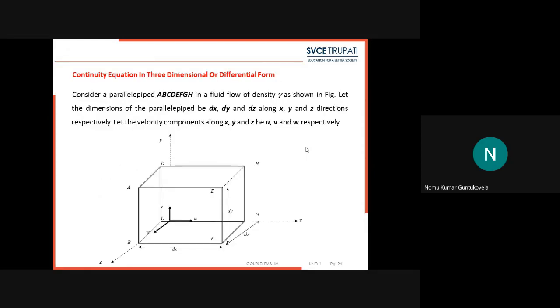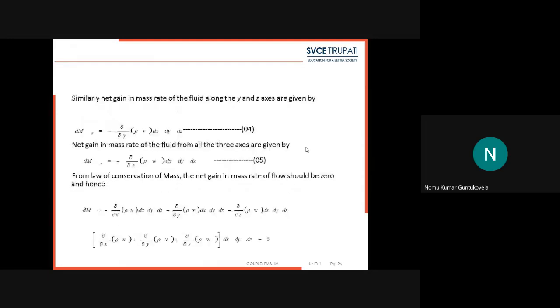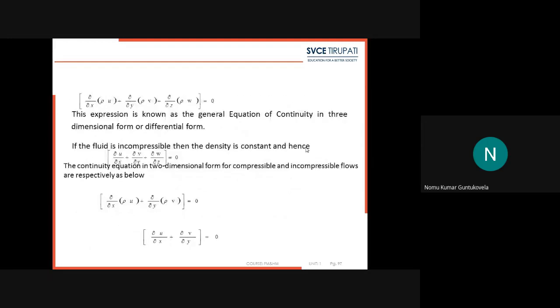So this is three dimensional, and before this was the one dimensional flow, and here also we have the same, that is Q equals A1 V1. Or while coming to these terms, we have du by dx plus dv by dy plus dw by dz equals 0. So this is for three dimension.